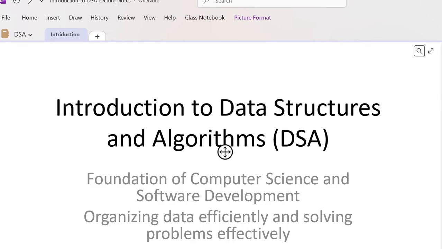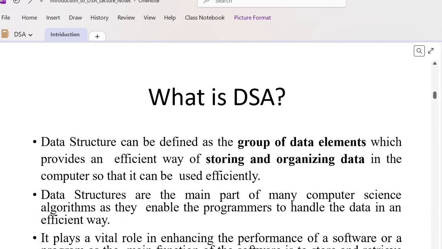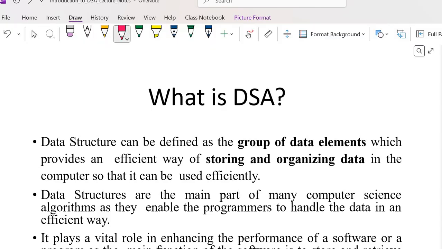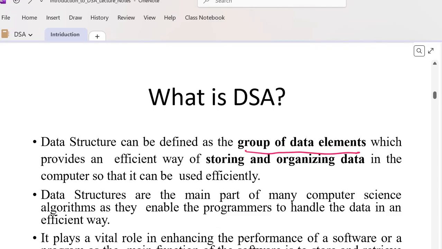Generally, data structures and algorithms are the foundation of computer science and software development. They help us organize data efficiently and design algorithms to solve problems quickly and correctly. A data structure is a group of data elements which provides an efficient way of storing and organizing data. So storing and organizing the data is very important in the definition of a data structure.